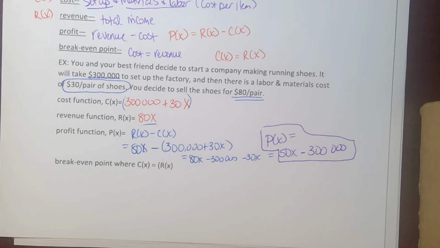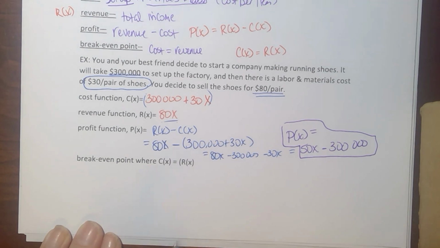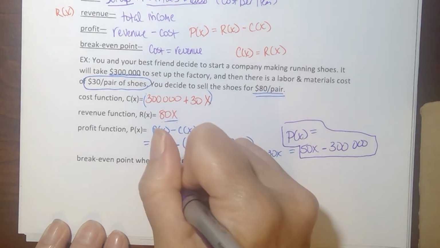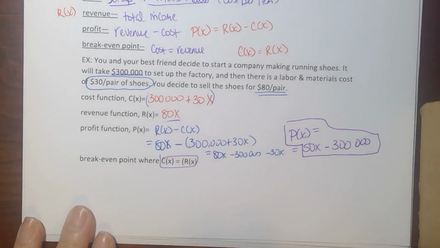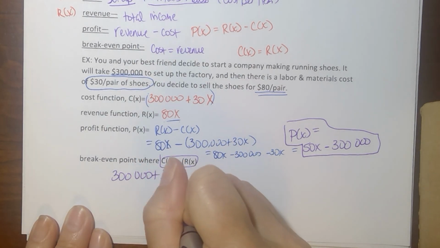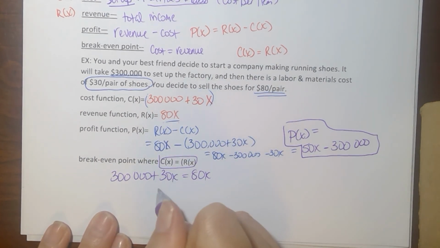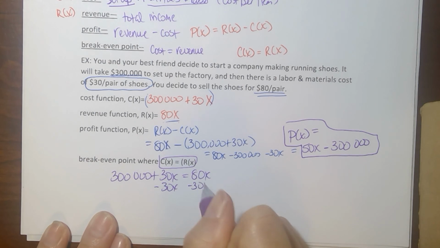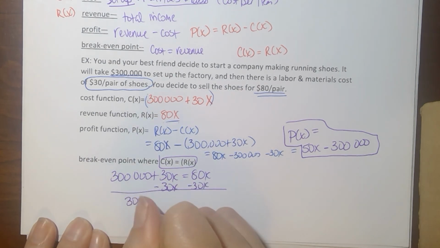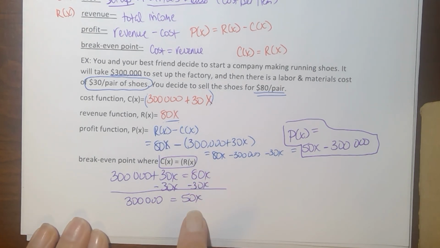What's my break-even point? When am I out of debt, but I got $0 in the bank? So I still can't go to Starbucks and get a chai latte, but I don't owe anybody anything either. Well, that happens when cost is equal to revenue. My cost was $300,000 plus 30x. My revenue is 80x. So when are those equal? Well, let's solve this equation. We're going to subtract that 30x. So we've got $300,000 and we've got a profit of an income per pair of shoes, 50x.